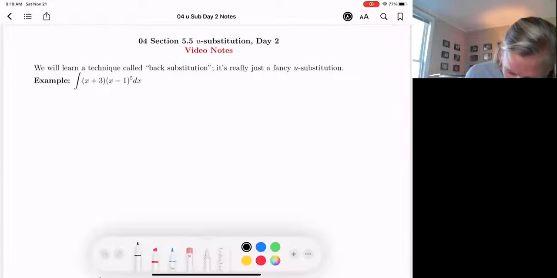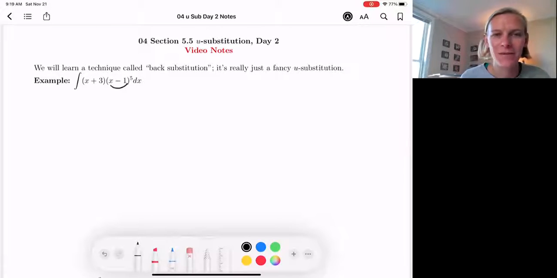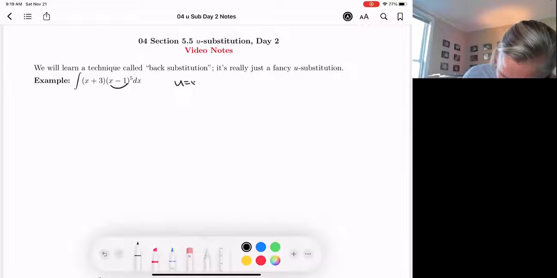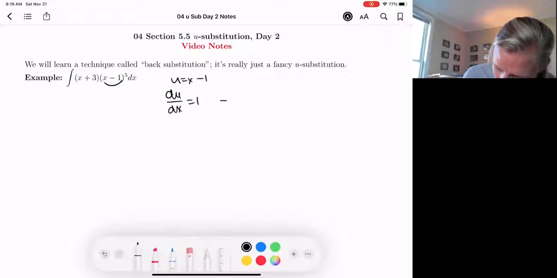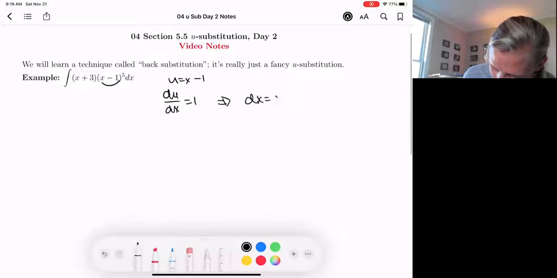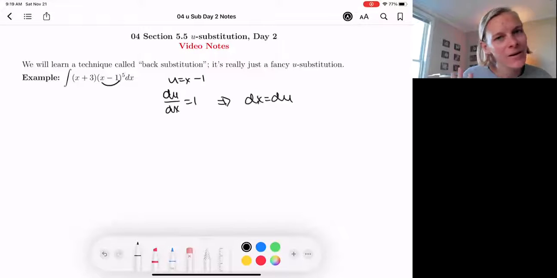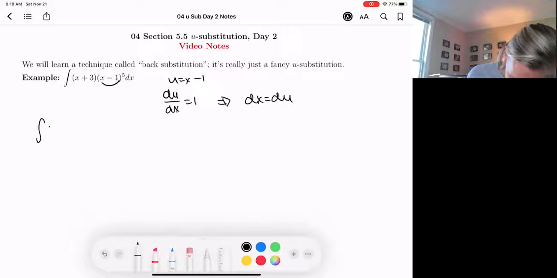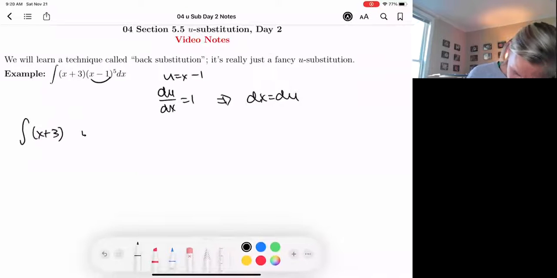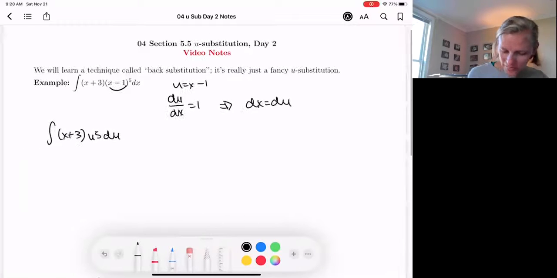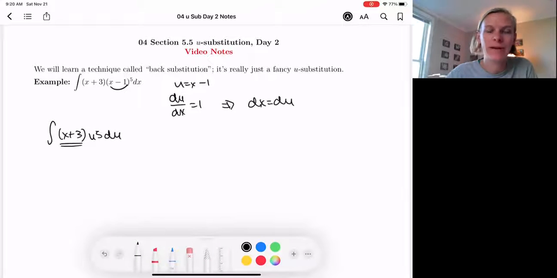So our best guess for our u would be the thing that's inside of another function, so the x minus 1. So if u is x minus 1, its derivative is just 1, which tells us that dx has to be equal to du. You're going to notice we're going to have a little bit of a problem when we try and rewrite this integral, but let's try it. So the x plus 3, we don't really know what to do with yet. Then we have u to the 5th du. And now I have to figure out what to do with that x plus 3. We don't want any x's left behind when we do our u substitution.